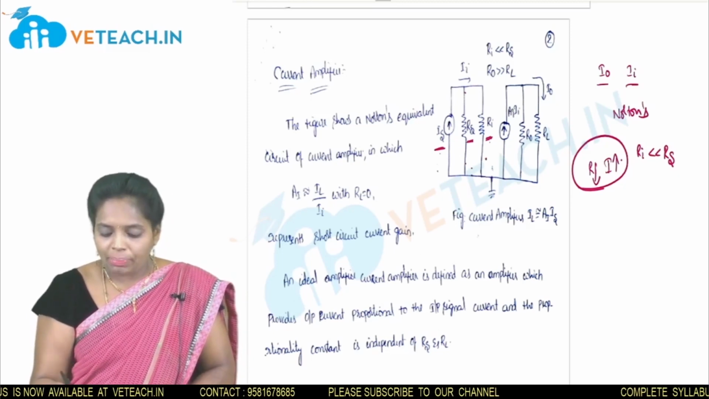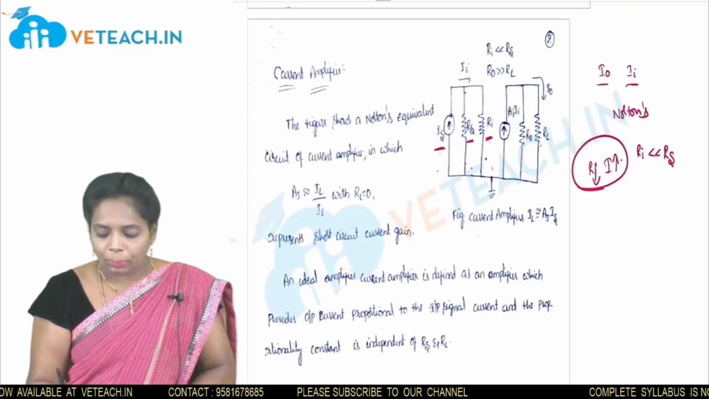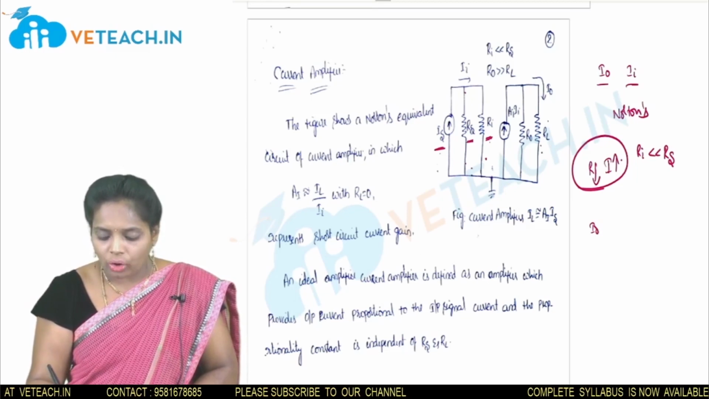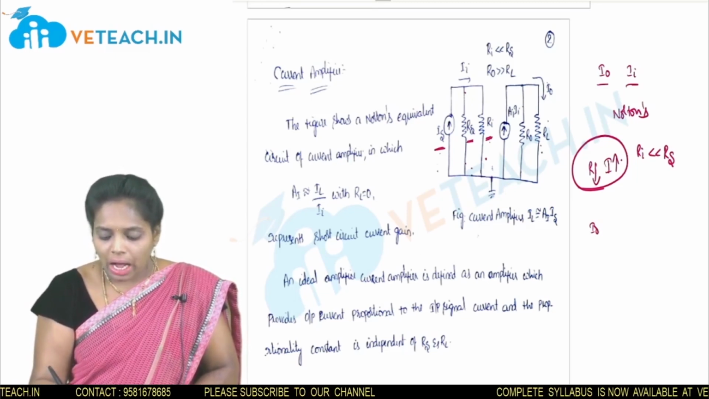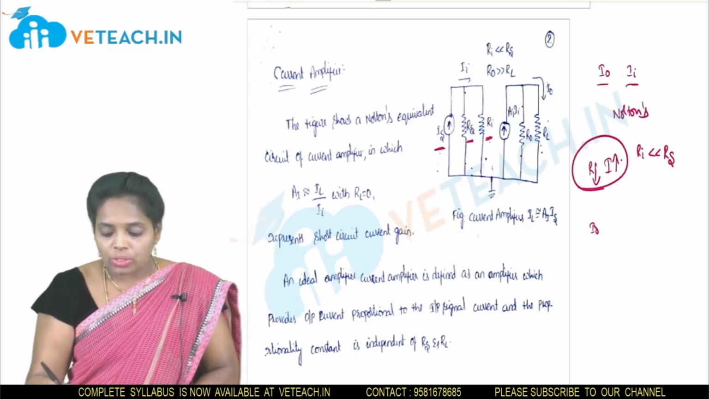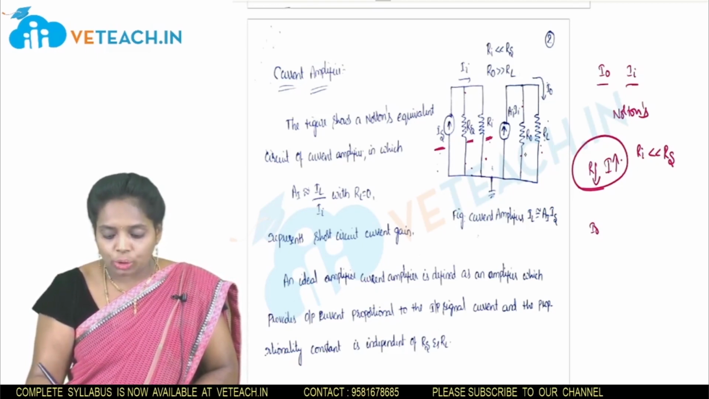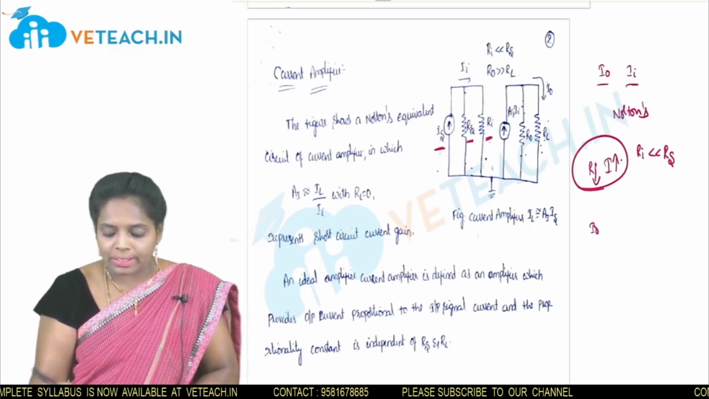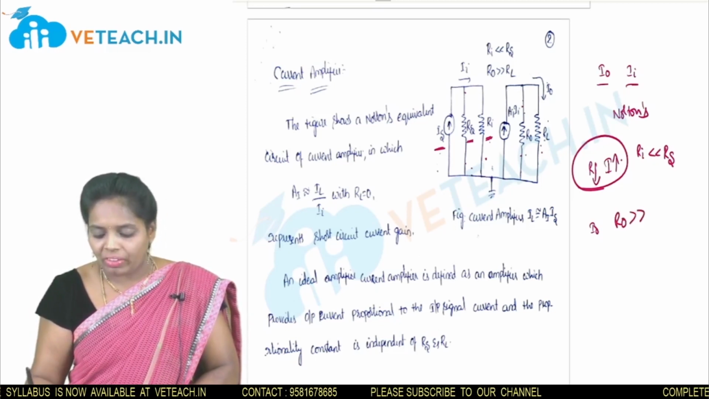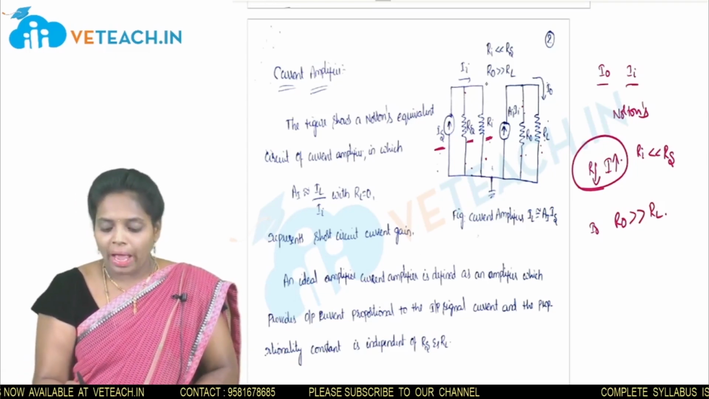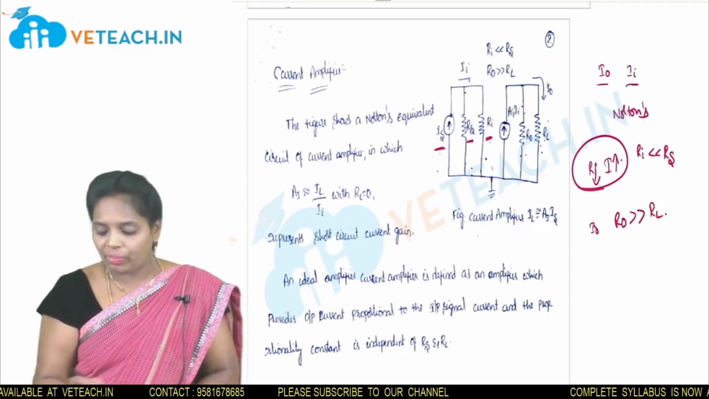And similarly, in order to get the total output current I0, what is that value? This is the R0 value. In order to pass the total current through the load resistor, it should act as an open circuit, which means the value of R0 should be very high compared to this RL. So an amplifier is said to be a current amplifier.